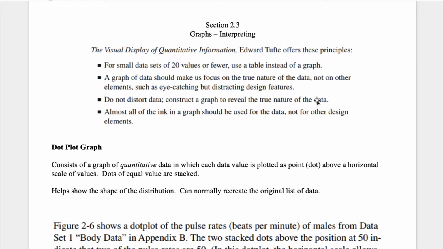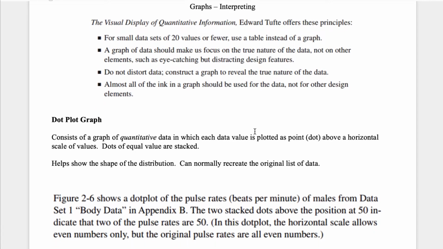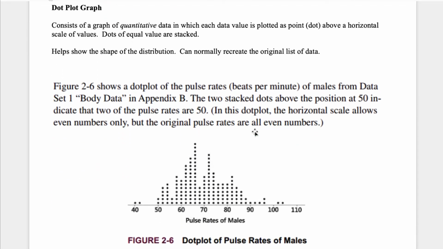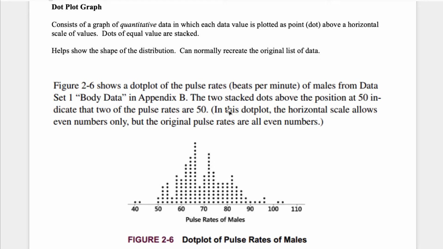So let's look at our first one here, a dot plot graph. It consists of a graph of quantitative data in which each data value is plotted as a point or a dot above a horizontal scale of values. Dots of equal value are stacked. So for example, here I have 40 and I have a dot above it. So that's 40. Then 41, there's a dot above it. Look at 50. There's two dots above it. So there are two 50s. 51 has 1, 2, 3, 4, 5.